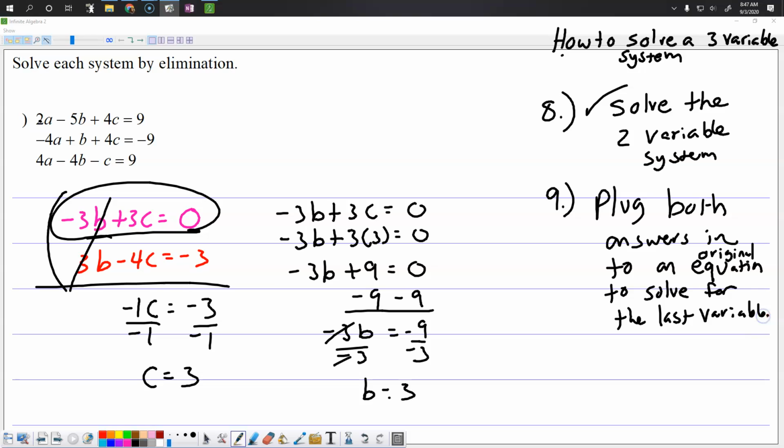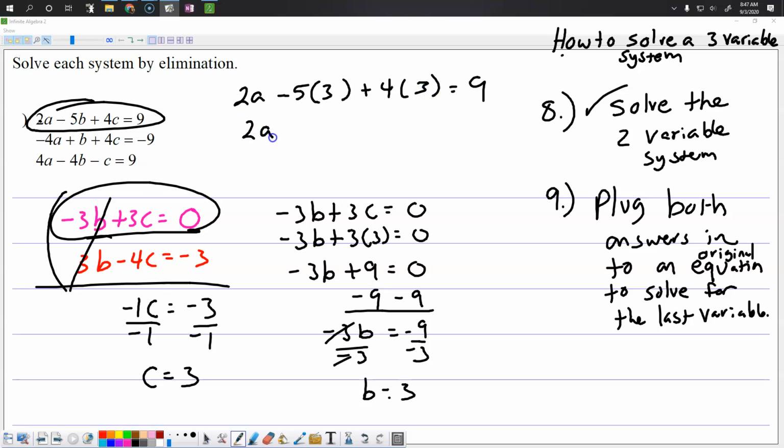Okay? So pick one of your original equations. I'll go with the top. And we have 2a minus 5b plus 4c. And I'm going to plug in 3 for b and 3 for c. And then you just go ahead and solve.